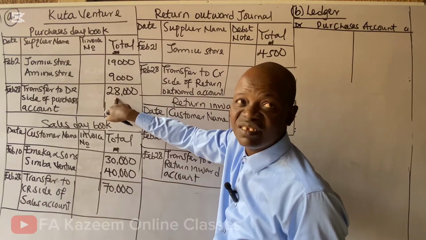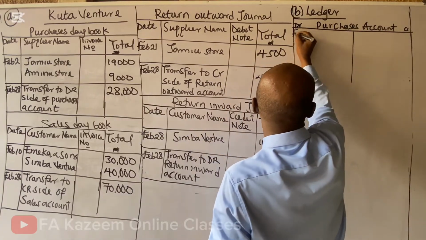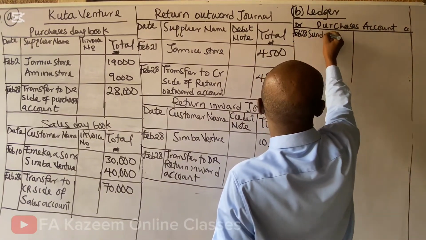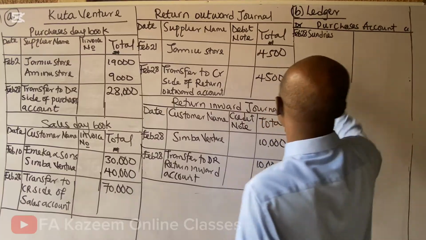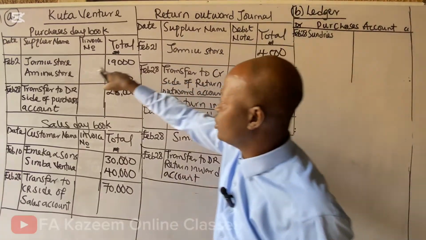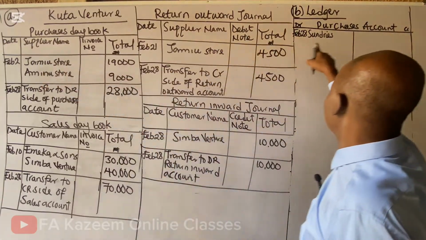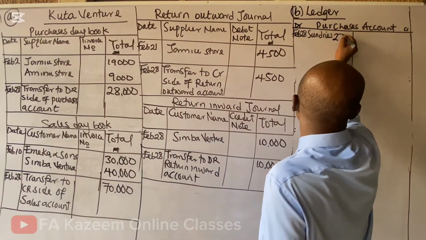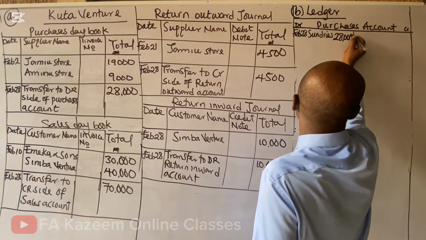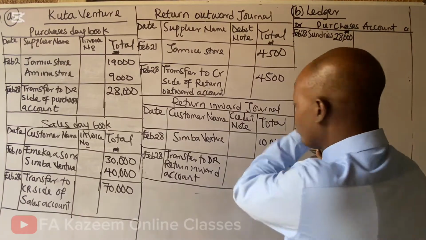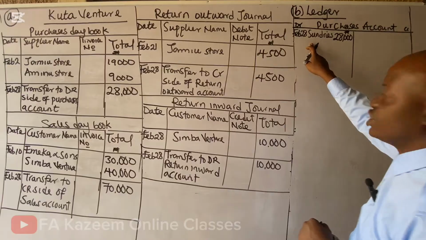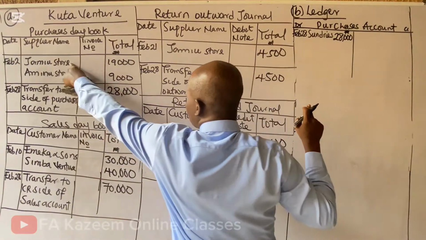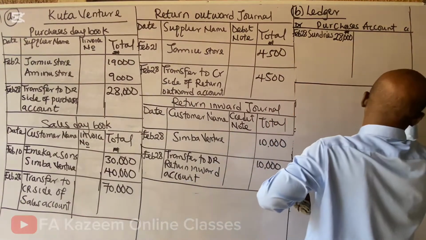They received 28,000 goods. We'll come here at the end of the month, February 28th. We'll refer to all the suppliers as sundries. These sundries stand for Jamu. These sundries stand for Aminu. How much goods do we buy from them? We bought a total goods of 28,000. For every debit entry, there must be a corresponding credit entry. Who are the people that we are going to credit?